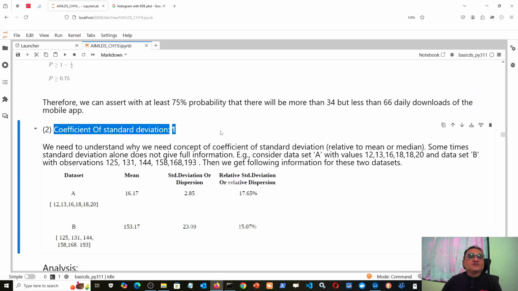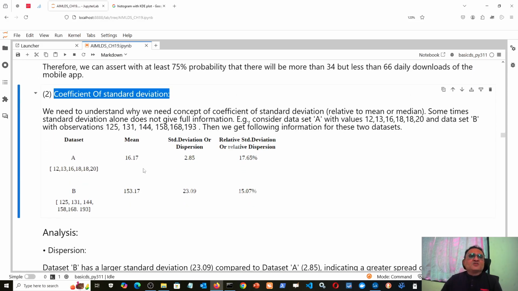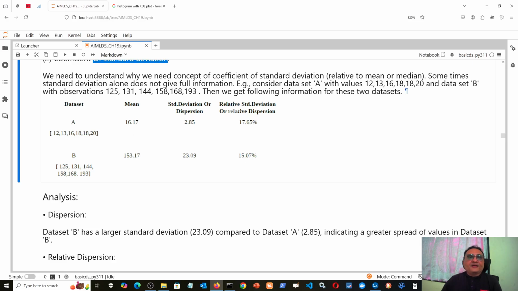Now, what is the meaning of this coefficient of standard deviation? Sometimes standard deviation alone gives a misleading idea, and therefore we take the ratio of standard deviation divided by mean. That parameter is called the coefficient of standard deviation.